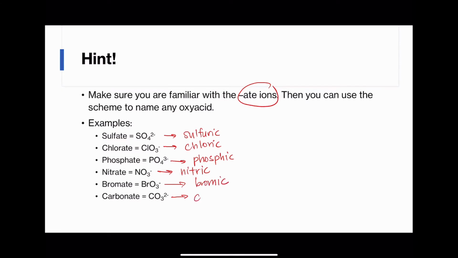and then carbonic. And then from there, again, take a look at your subscripts. From there, you can go up or down, and you should be able to figure out which is the persulfuric acid, which is the sulfurous acid, and which is the hyposulfurous acid. I would suggest to try these on your own for more practice.